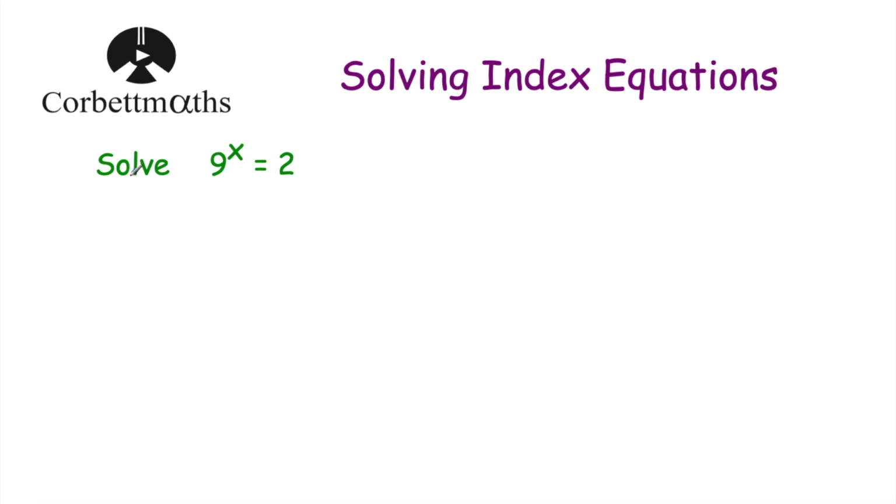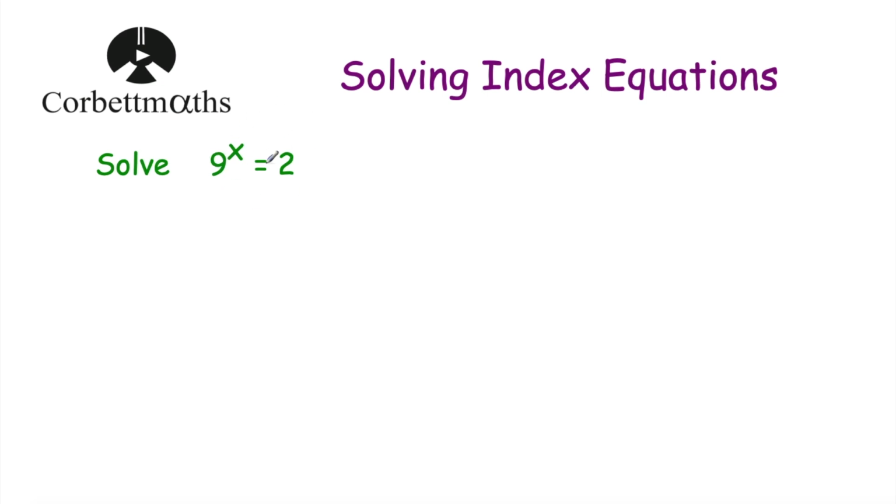Okay, let's look at our next question. So this time we've been asked to solve 9 to the power of x is equal to 2. So we want to work out what this power is. Now I know that 9 to the power of 0 is equal to 1. I know that 9 to the power of 1 is equal to 9. So this is going to be in between 0 and 1. Actually, I know that 9 to the power of a half, the square root of 9, is equal to 3. So I know that this power is going to be in between 0 and a half. So let's work out what it's going to be.